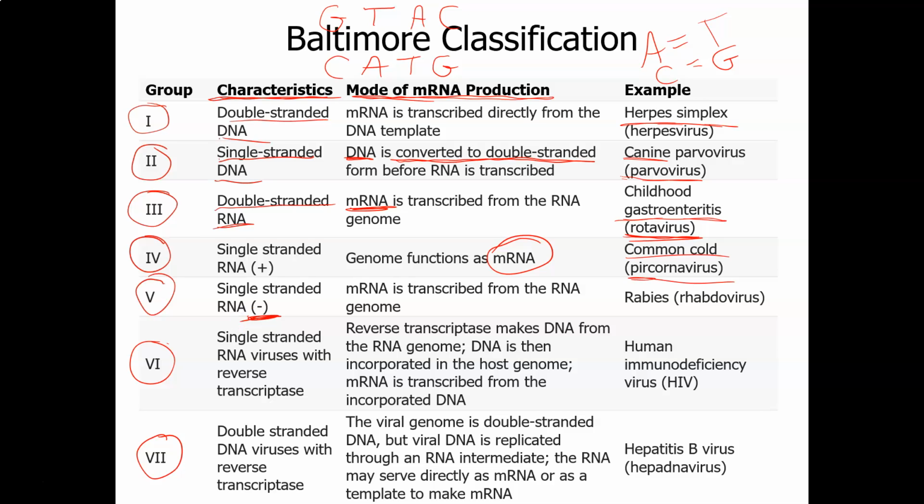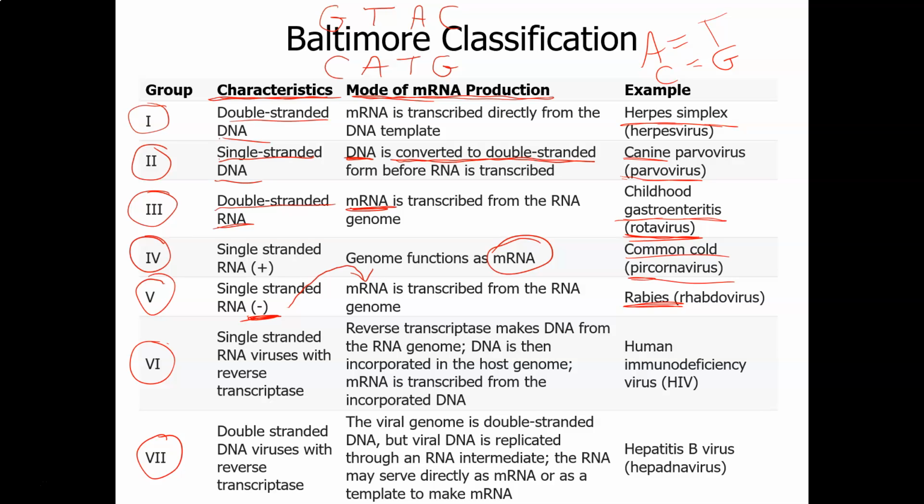The messenger RNA is transcribed from the single-stranded RNA. So this single-stranded negative RNA is transcribed to messenger RNA, and messenger RNA is translated to protein. And rabies, which is a rhabdovirus, is an example of a group 5 virus.